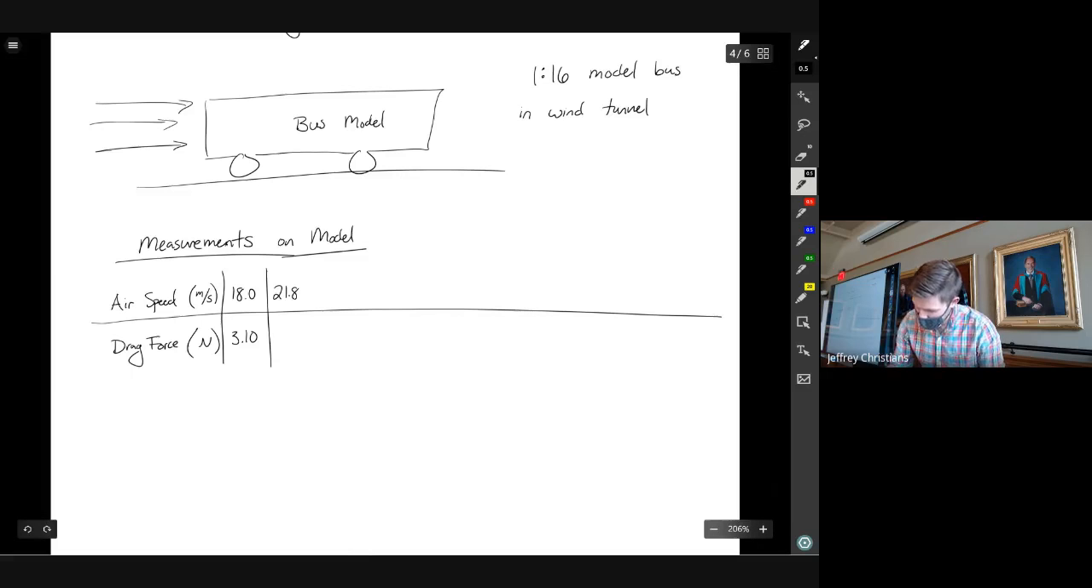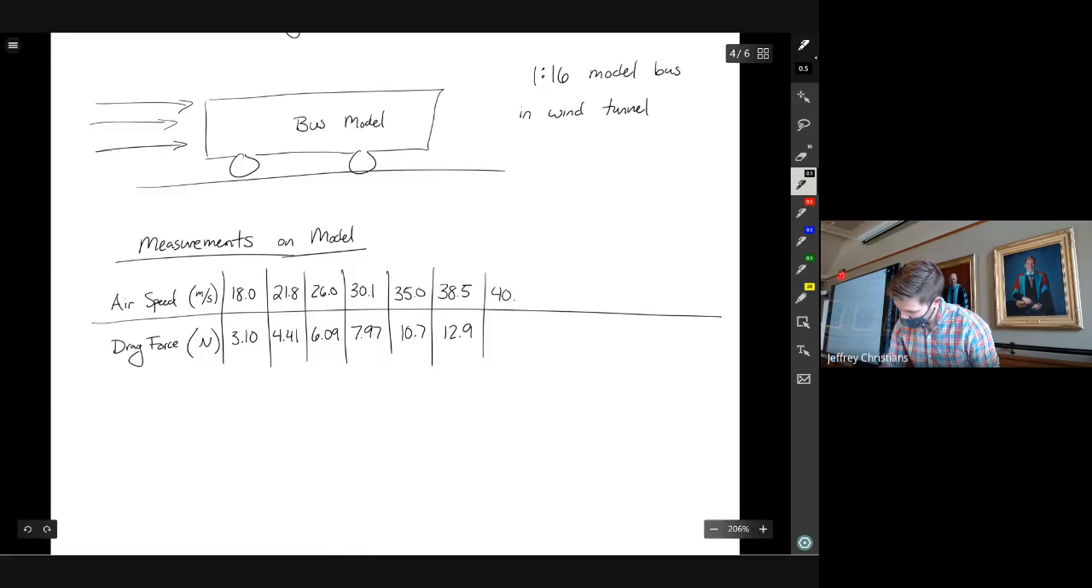At 21.8 meters per second, give yourself some space because we have a fair bit of these, our drag force was 4.41 newtons. At 26.0, our drag force was 6.09. At 30.1 meters per second, drag was 7.97. At 35.0, we measured drag of 10.7 newtons. At 38.5, we measured 12.9 newtons. And 40.9, almost done, we measured 14.7 newtons.